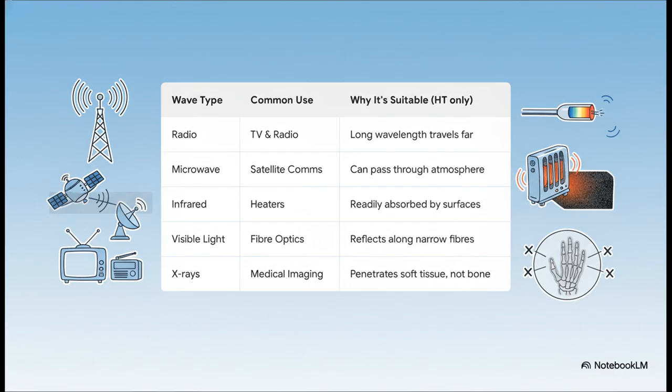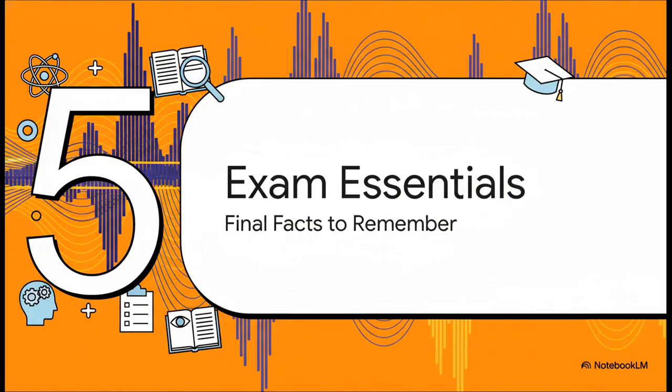So for example, radio waves are perfect for broadcasting because their super long wavelength means they can travel for miles and miles without being stopped. And X-rays, they're brilliant for looking at bones because they go straight through soft stuff like muscle but get absorbed by dense things like bone. We are on the home stretch now. Let's lock in these final, absolutely crucial facts that examiners love to ask about.